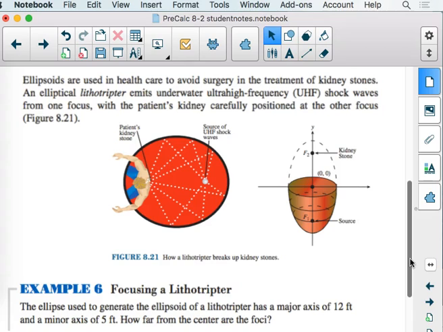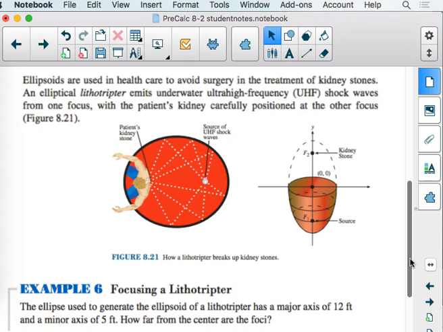Ellipsoids are used in healthcare to avoid surgery in the treatment of kidney stones. In case you've never known anybody with kidney stones, the kidney kind of isn't functioning properly because of the person's diet, and so it forms calcium deposits. Calcium deposits can actually grow into really hard rock-like substances, and that's what a kidney stone is.